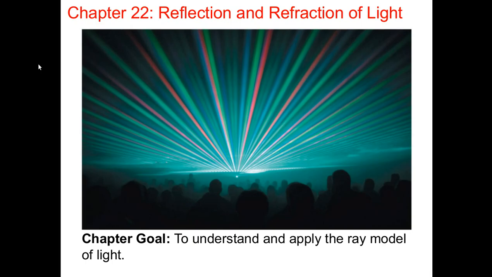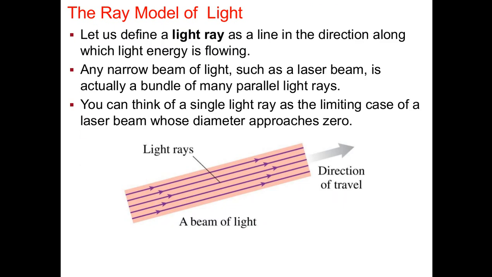Chapters 22 and 23 deal with geometric optics. So we're going to be dealing with how light interacts with different materials, right, as it passes through different media, and we're going to focus on two different types of objects, mirrors and lenses, in chapter 23.